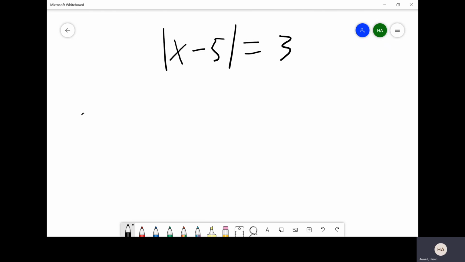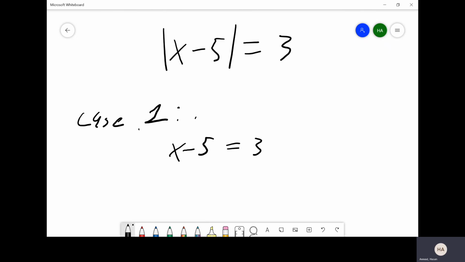And what you do is you write off to the side Case 1. And you say, okay, what I'm going to examine first is x minus 5. And when you write these cases, you are omitting the absolute values now. You're just dropping the absolute values, okay? So we're going to say, okay, what happens if x minus 5 equals 3?